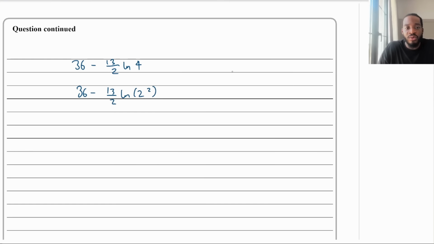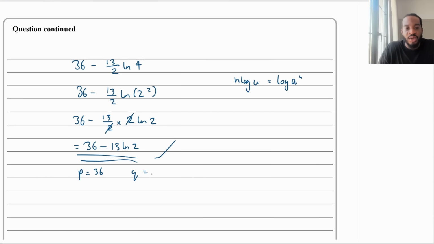And then remember our log law, n log a is equal to log a to the n. So if I've got a power, I can bring it to the front. So that 2 squared I can bring to the front to join that 13 over 2. So it becomes 36 minus 13 over 2 times by 2 ln 2. The 2's cancel. So therefore we're left with 36 minus 13 ln 2. And that is it. P is going to equal 36 and Q is going to equal minus 13.